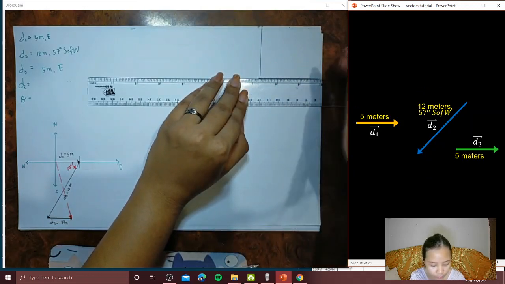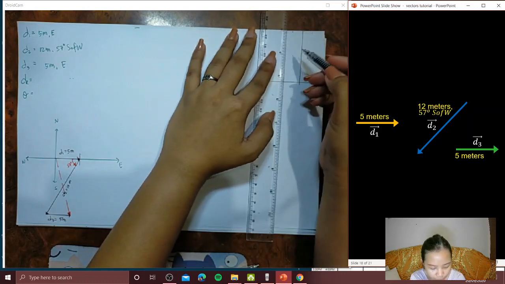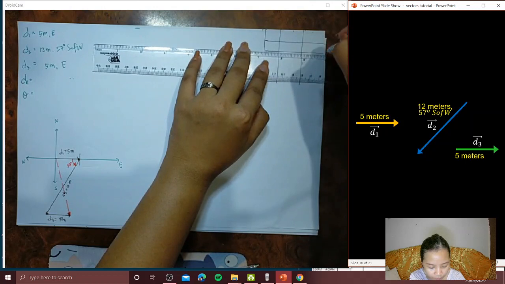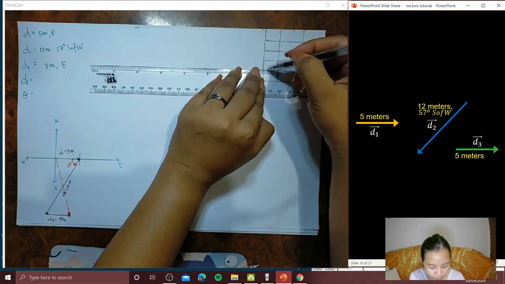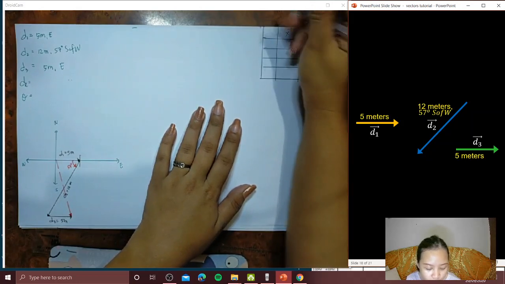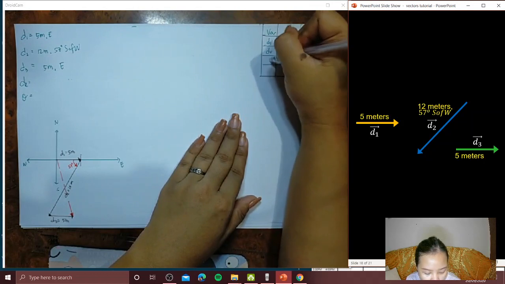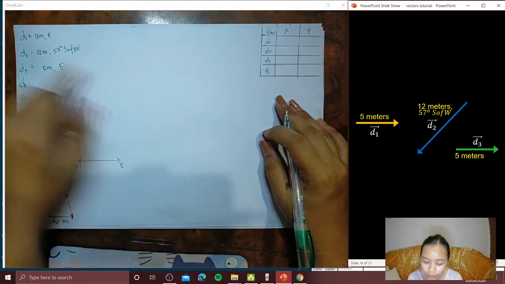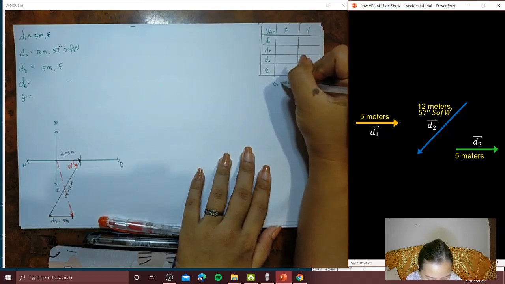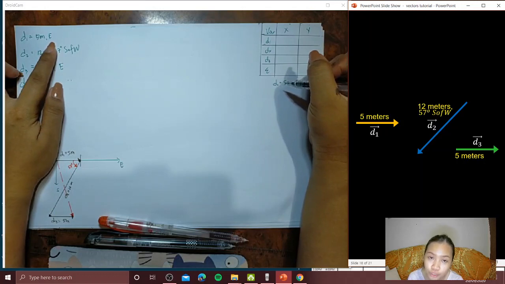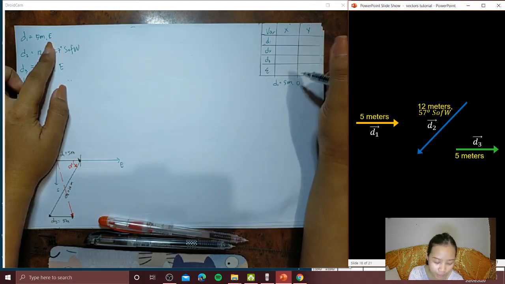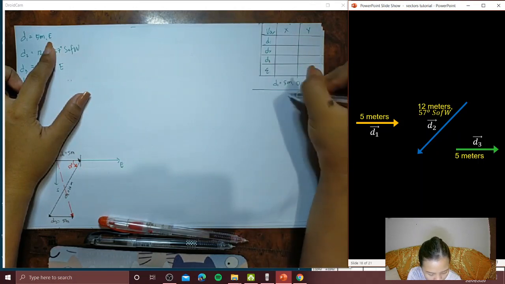So let us have here a small table for our values. Okay, so this is for the x and for the y component, and this for the variables. So we have d sub 1, d sub 2, and d sub 3, and for our summation. Now let us solve for our d sub 1. For our d sub 1, the magnitude is 5 meters. Now, this is going to east. So, because it is going east, its direction is 0.